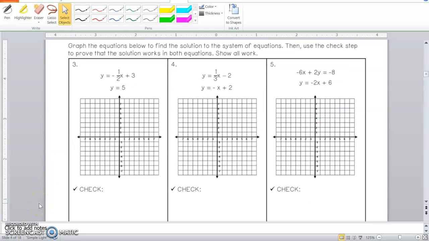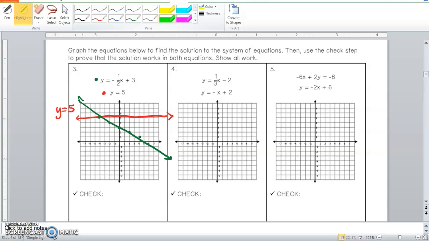Okay, let's try to graph number 3. We have two equations, y equals negative 1/2 x plus 3 and y equals 5. Graph those and see if there is a solution to the system of equations. So here are my graph lines, and I can see that yes, they intersect right here at that point. That point happens to be (-4, 5).